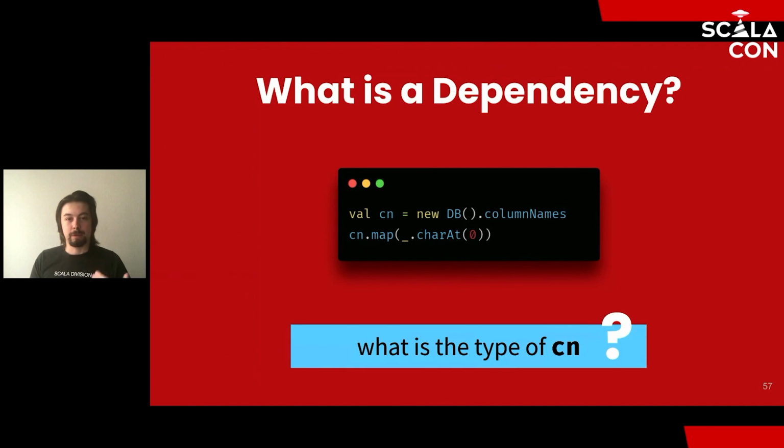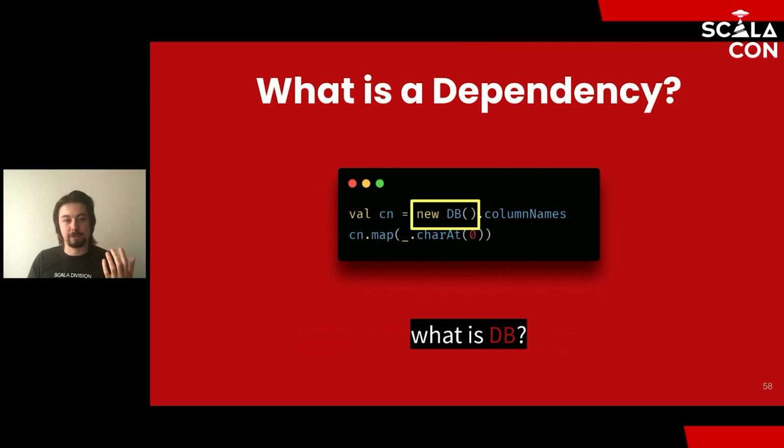How are we able to depend on a library from Scala 3, from Scala 2? Typically, it hasn't been done before. To answer that, let's take a look at this simple piece of code, where we're creating a value called cn, and it calls new DB, calls the method column names. When the compiler sees this, it's asking some questions. Our goal for now is to say, what is the type of cn? To answer that question, it looks at the right-hand side.